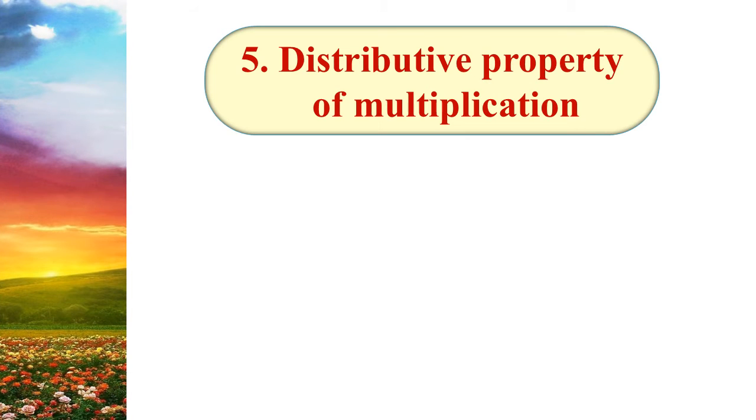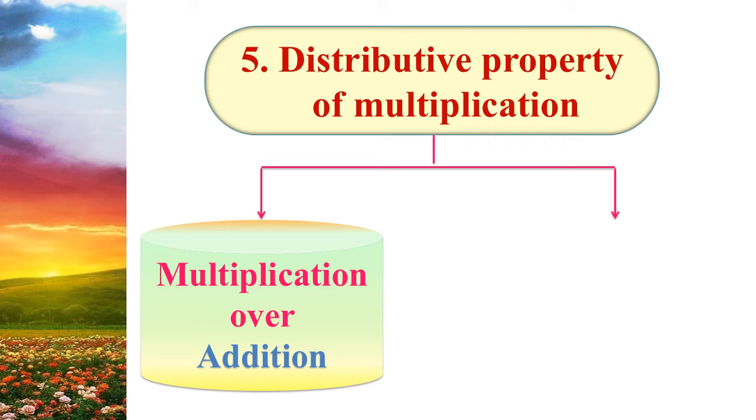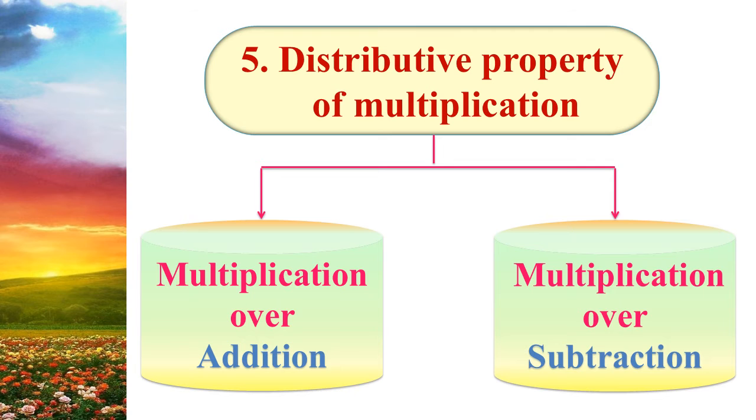Now coming to the fifth property, distributive property of multiplication. To distribute means to divide something or give a share or part of something. So the distributive property helps us make difficult problems easy. Here we have two types. The first one, distributive property of multiplication over addition. The second one, distributive property of multiplication over subtraction.